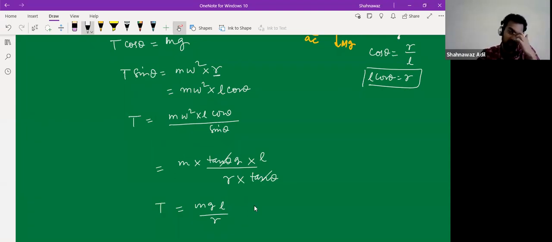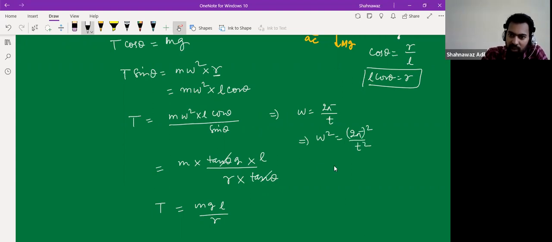Okay, so omega square, right? Omega is 2 pi by T, and omega square will be 4 pi square by T square. So we should have written the value of it.